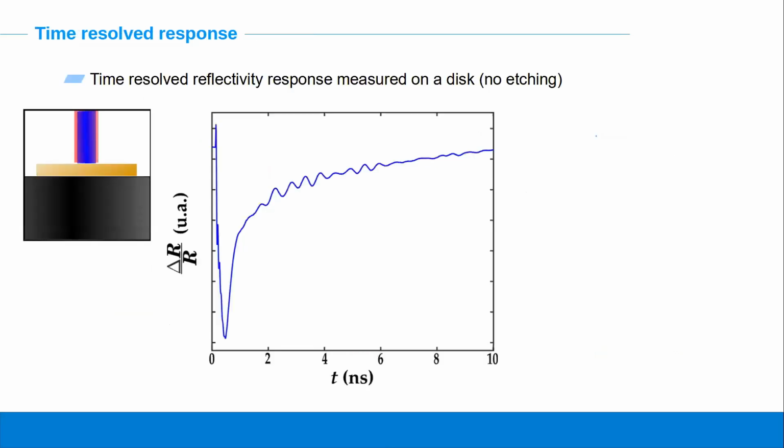This is the typical time-resolved response that you can measure over quite a long time, 10 nanoseconds, on a single nanodisk made of gold, without any etching for the moment. Here you have a peak corresponding to the absorption of light, which changes the optical property of the gold. You have a slow variation due to the rise in temperature and cooling of the gold, and you can also observe some oscillations after around 1 nanosecond here.